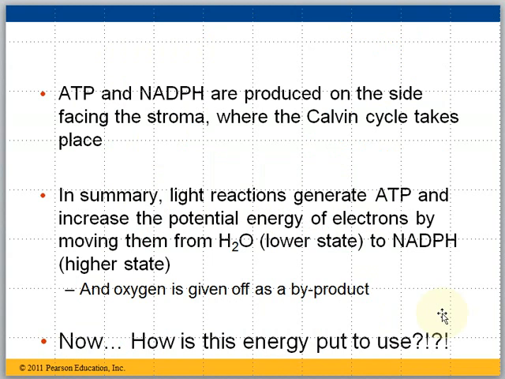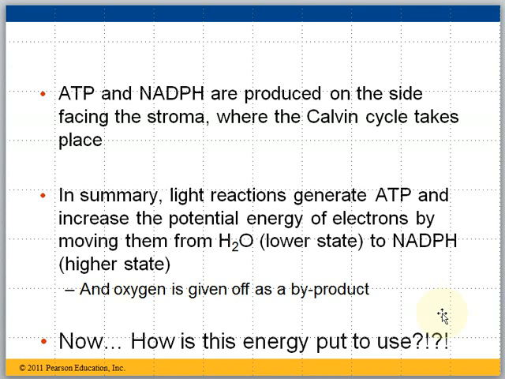In the chloroplasts, for the light reactions, the ATP and the NADPH that we've created are produced on the side of the thylakoid membrane that faces the stroma, because that's where the Calvin cycle is going to take place, so that's where those molecules are needed. They are produced and basically spit out on the stroma side of the thylakoid membrane, and that's where they're going to be put to use.